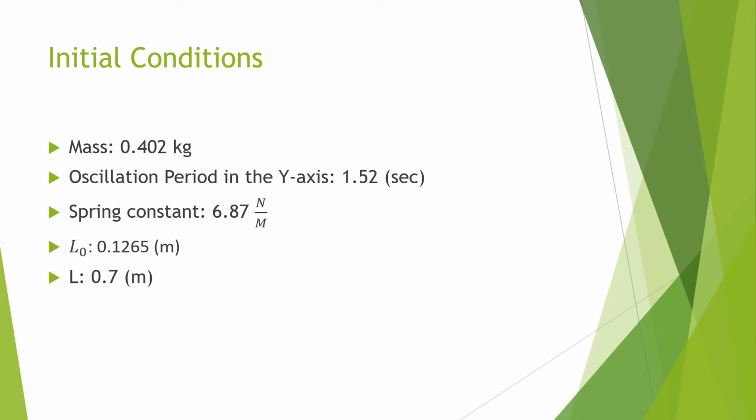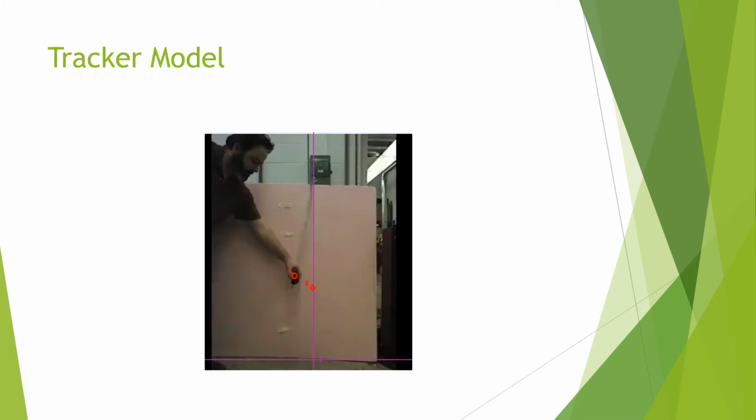So our initial conditions were the mass of the object is 0.402 kilograms, the oscillation period is 1.52 seconds, the spring constant is 6.87 Newton per meter, and L0 equals 0.1265 meters, and L equals 0.7 meters.